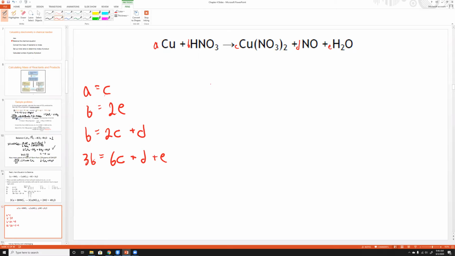So if we do, you see B, we have two equalities for B. You can make 2E equal 2C plus D from these two equations. You can totally do that. And then since we know that A equals C, you can put in A there. That doesn't really help us. Okay, so let's see what else we got.